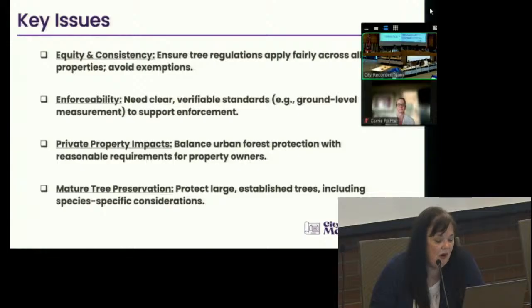And so our recommendation was to ensure tree regulations are applied fairly across all properties and avoid exemptions, because we were working through 10,000 square foot lots, 20,000 square foot lots, those types of things. And then we need clear, verifiable standards in terms of enforceability. We need to think about private impacts, and we want to protect the large established trees as much as possible.